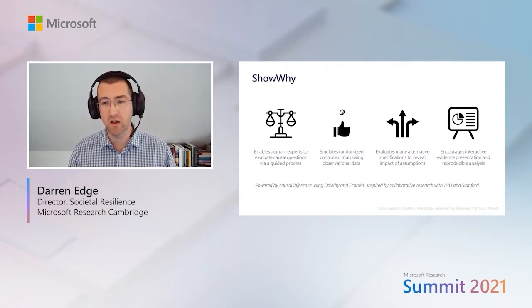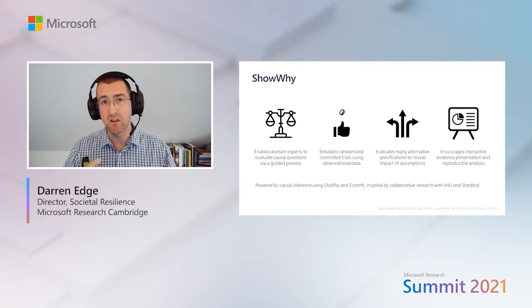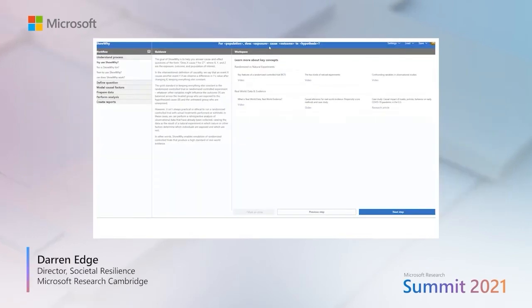And finally, Show Why encourages interactive presentation of the evidence that's developed in the tool, as well as reproducible analysis by exporting reports and code in the form of Jupyter Notebooks for independent review and audit by people who are data scientists. And it's called Show Why because it's powered by causal inference using the Microsoft Research Library DoWhy, as well as EconML. Okay, so let's dive into the tool now and see how it works in a problem in the human trafficking space. So here's Show Why.